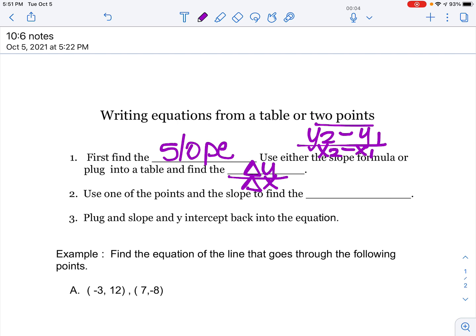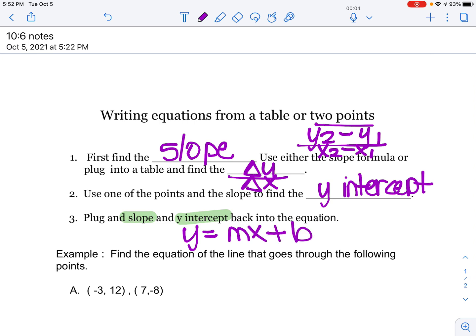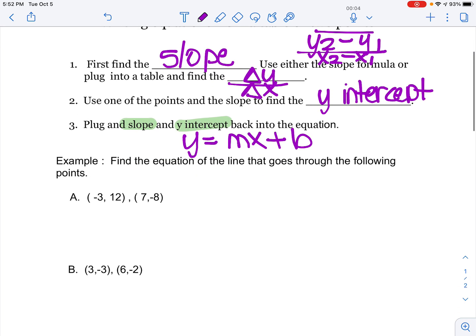Once you find the slope, you're going to use one of the points and the slope to find the y-intercept. That's what I'm going to teach you in just a second, how to do that. And then you're going to plug the y-intercept and your slope back into the equation y equals mx plus b. So let's go over how we do that.